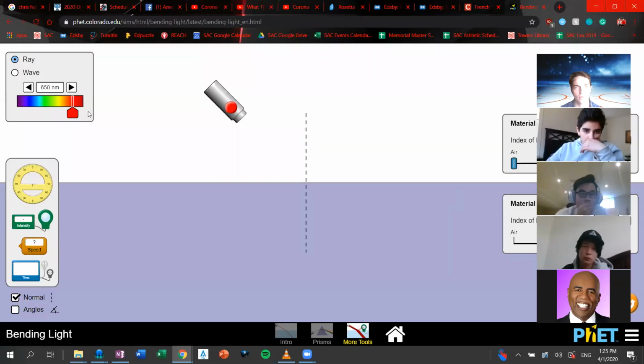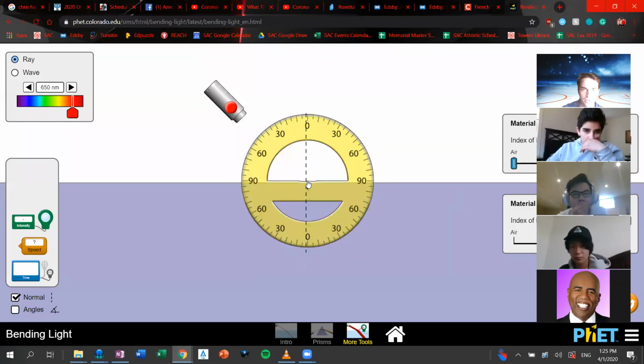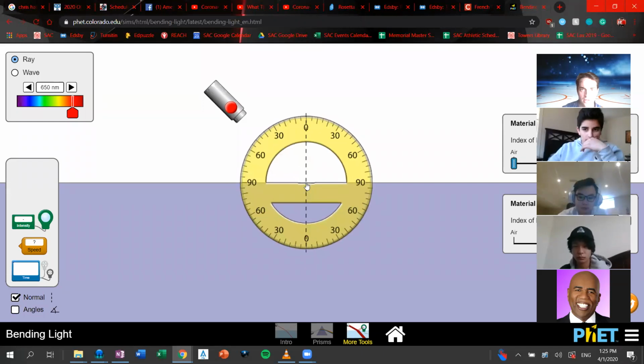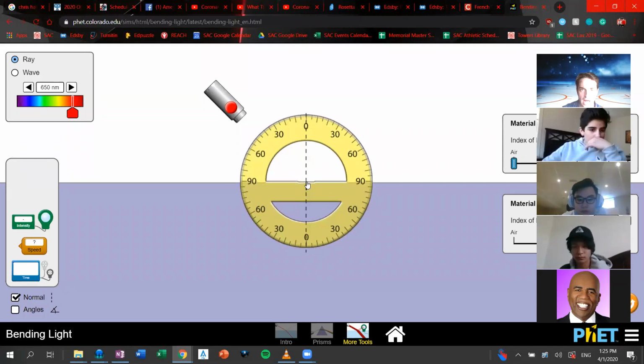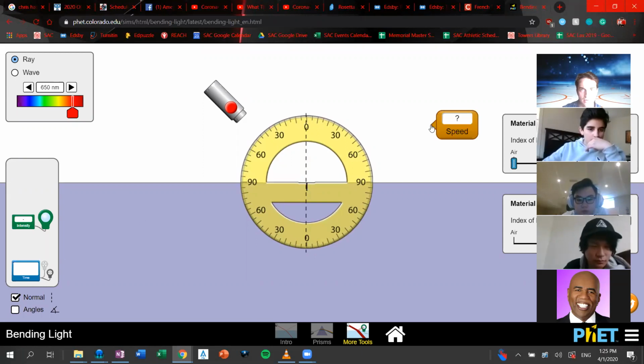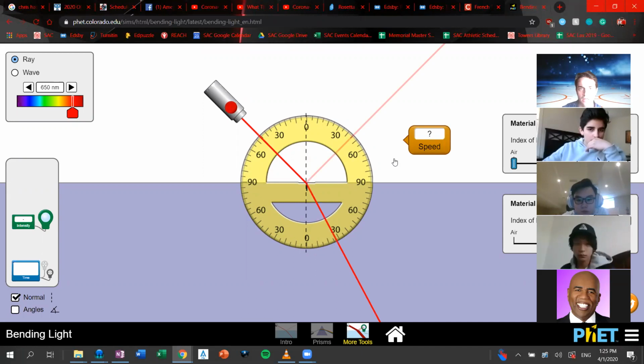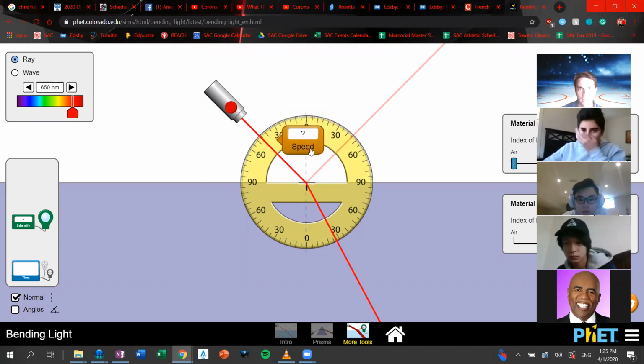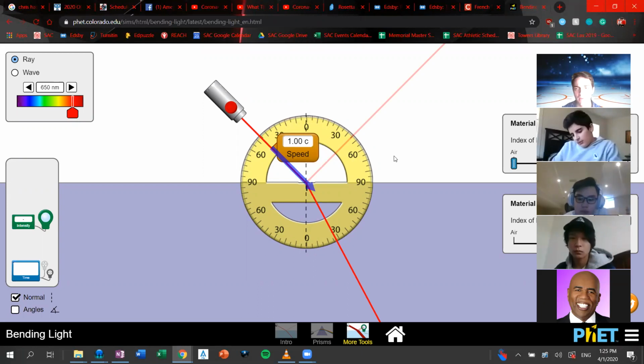I'm going to skip ahead and go to more tools. You were able to drag over the protractor, setting it up on the normal at the boundary of the two media, and make use of the speed tool. So the speed measuring tool tells you the speed of light in air is 1.0 c. We know that. And we know that c, the speed of light, is equal to 3.00 times 10 to the power of 8 meters per second. Correct?